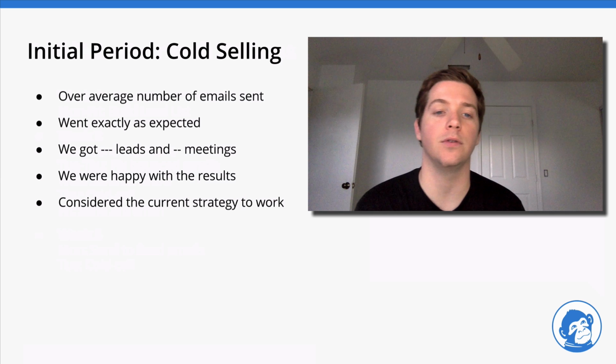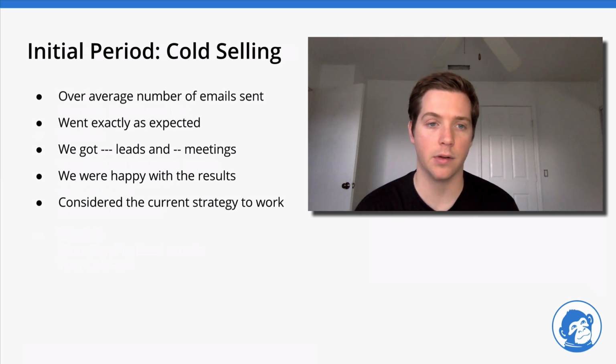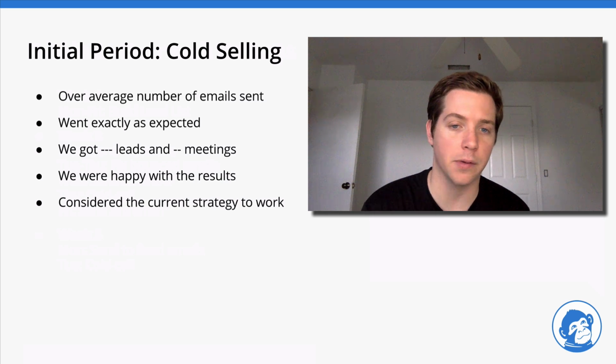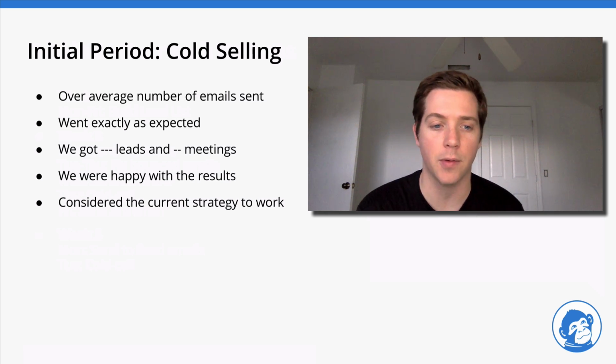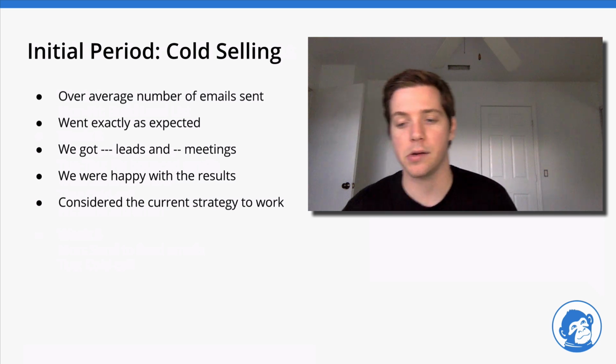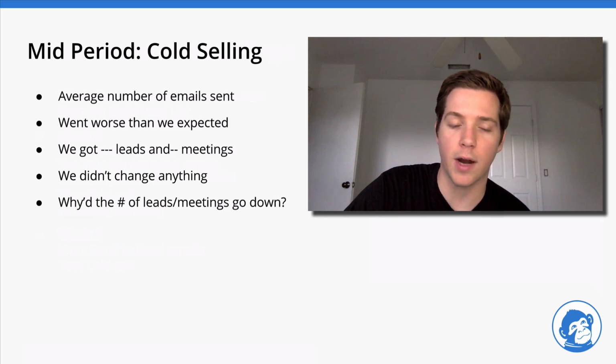Then we move into what happened in the first period of the engagement. So initial period, over average number of emails sent, went exactly as expected. We got this number of leads and this number of meetings, happy with the results, considered the current strategy to work. Then we move into the mid period and tell what happened in the middle of the engagement, how many leads and how many meetings, what happened. In this engagement, it went down a little bit.